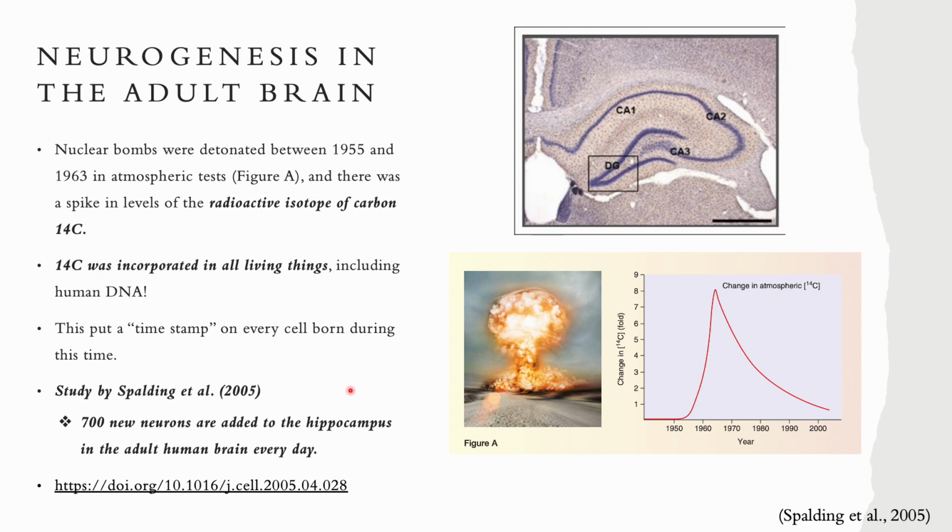This study was conducted by Spalding and colleagues, and they found that 700 new neurons are added to the hippocampus in the adult brain every single day. And so, interestingly, it wasn't until this timestamp from the incorporation of radioactive isotope carbon-14 that we could fully understand neurogenesis and how many new neurons occurred. So this again is one of those happy accidents that led to increased knowledge in the field of neuroscience.